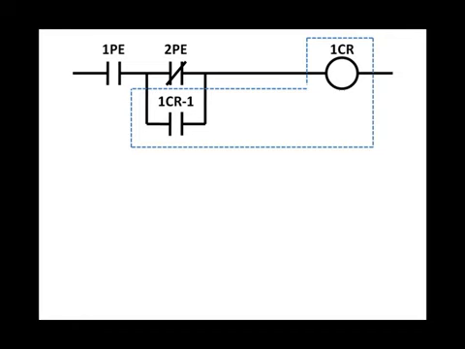In this circuit, to energize the relay coil, you need to complete a path for current flow from one end of the circuit to the other end. The circuit must be completed through photo 1 normally open contact, that's 1 PE normally open contact, and photo 2 normally closed contact, 2 PE.